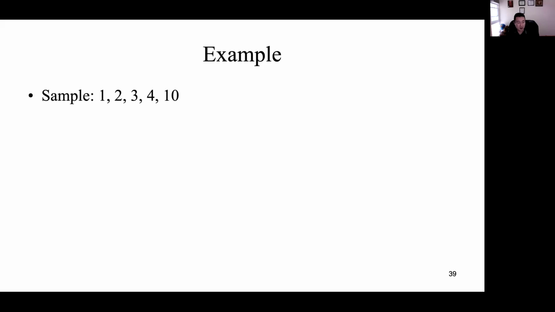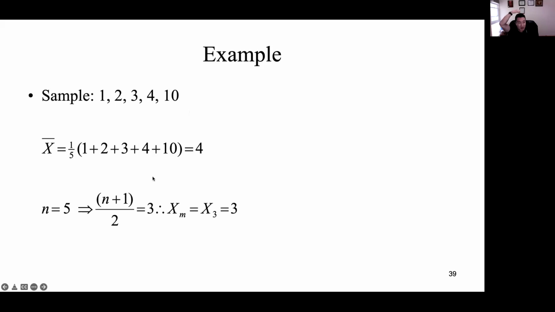All right, so another example. We have a sample of 5: 1, 2, 3, 4, and 10. It is already sorted from small to large. For the sample mean, the sample items added together divided by the sample size 5, the sample mean is 4. And then we calculate the median. n is 5, so (n plus 1) divided by 2 is 3. So the median will be the third sample item, which is 3 here. So the median will be 3, and the mean is 4.